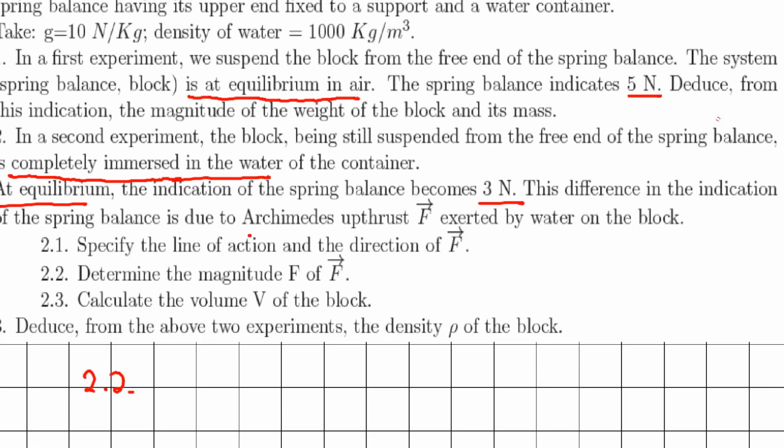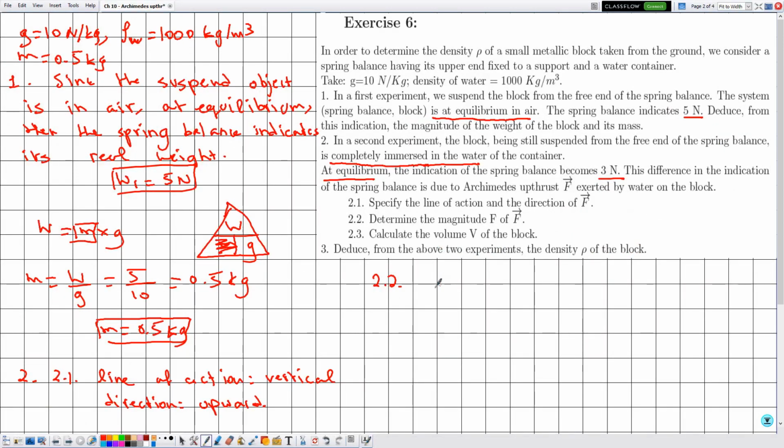Here they are telling me that the indication of the spring balance becomes 3 newtons. The spring balance always measures weight, so it will be either the real weight or the apparent weight. Because the solid S is immersed in water at equilibrium, this indication represents the apparent weight. Then first, it's more convenient to justify the value of the apparent weight.